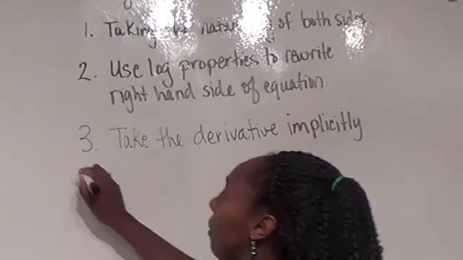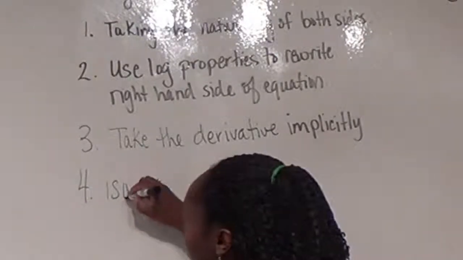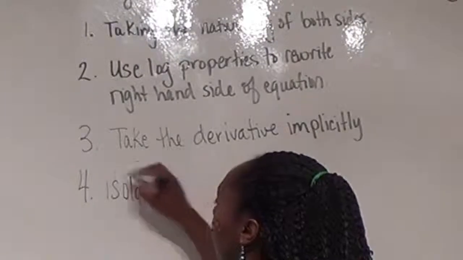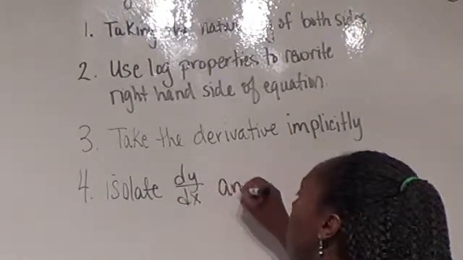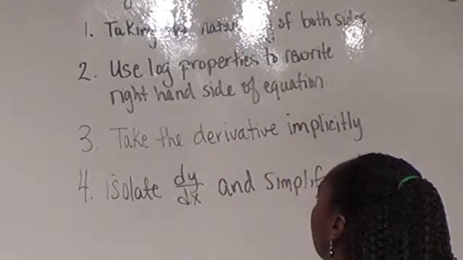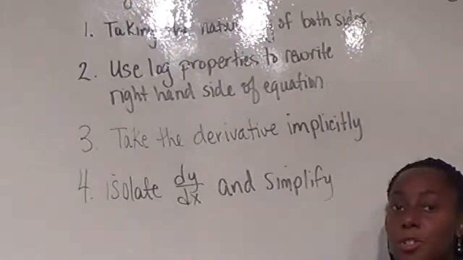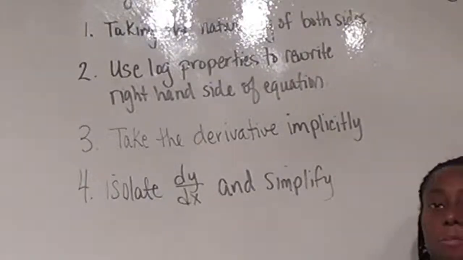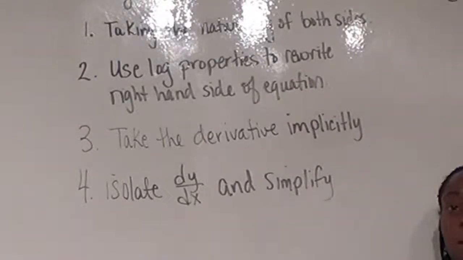Once we've taken the derivative, of course, isolate dy dx, and simplify. Now again, with implicit differentiation, once I get my dy dx and I've simplified it, remember that my derivative can involve both x and y.